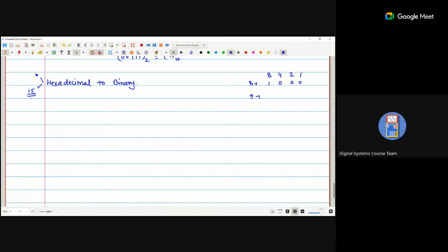The value of 9 is 1, 0, 0, 1: 8 and 1 addition. 10 is 8 and 2 addition, so 1, 0, 1, 0. 11 is 8, 2 and 1 addition, the rest is 0. 12 is 8 and 4 addition and the rest is 0. 13 is 8, 4 and 1 addition. 14 is 8, 4 and 2 addition. And 15 is 8, 4, 2 and 1 addition.